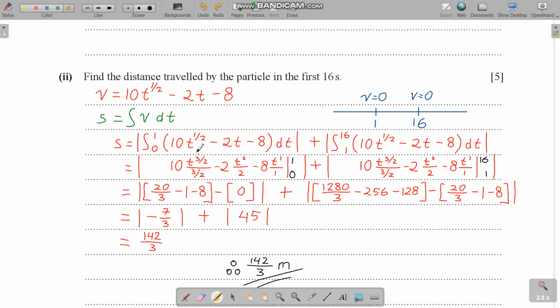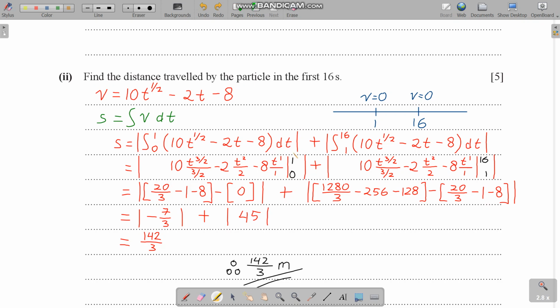So the integral of t to the power of 1/2 is t to the power of 3/2 divided by 3/2. The integral of t is t squared over 2. The integral of this, which is actually t to the power of 0, is t to the power of 1 over 1. And now we plug in 1 and 0 and 16.